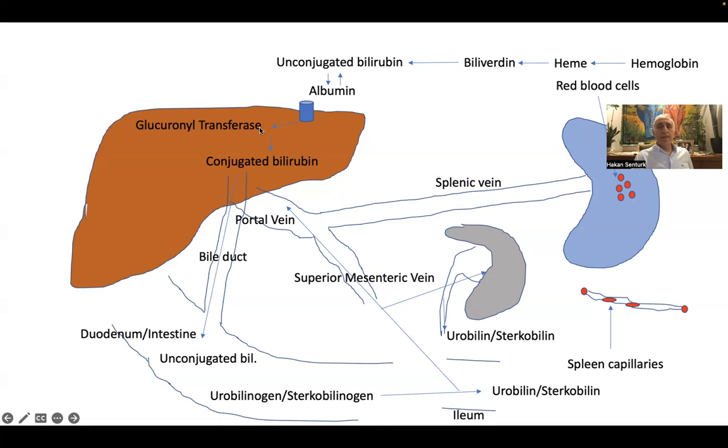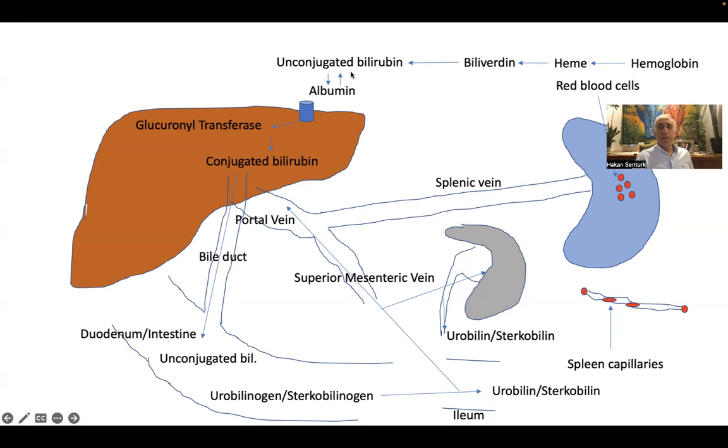Another very common condition in the general population, its prevalence is around 7%. There is a decreased activity of glucuronide transferase, and because of this decreased activity, unconjugated bilirubin cannot be completely converted to conjugated bilirubin, and in circulation there is an increased amount. This is called Gilbert's syndrome. It is present in 7% of the population.